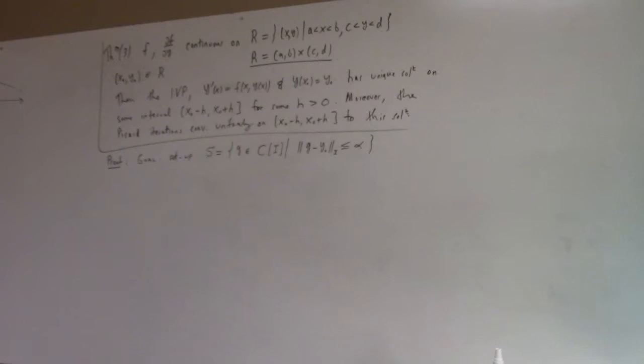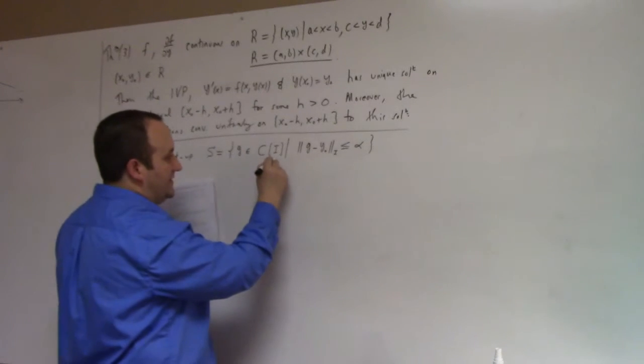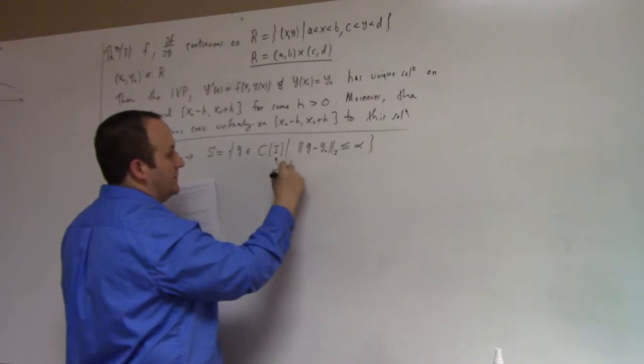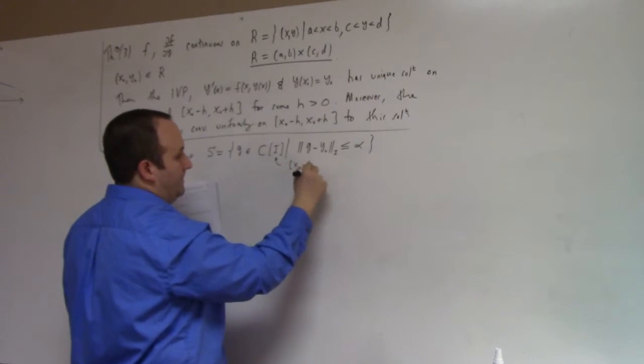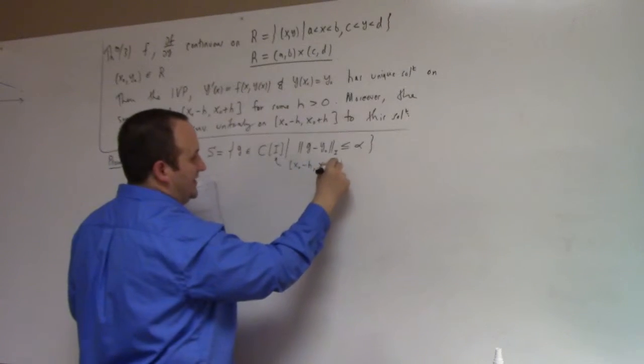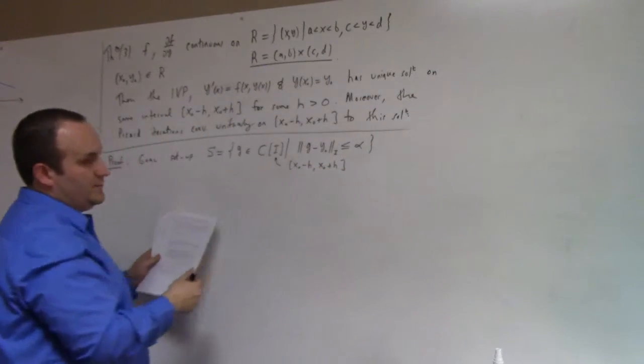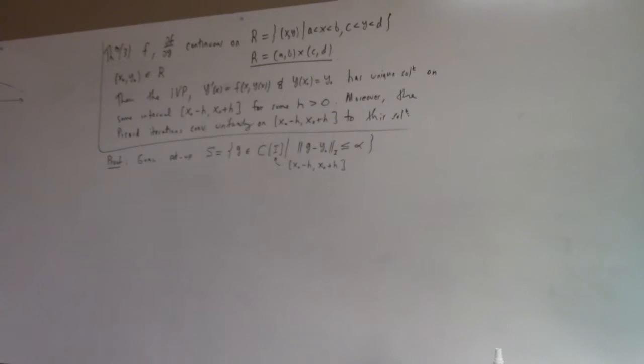We've got to find an alpha, a positive constant alpha. We've got to find an interval. This interval is going to be x naught minus h, x naught plus h. Now what's given and what's not given here? We don't know the h yet. We don't know the alpha yet. X naught is given to us, but that's it.